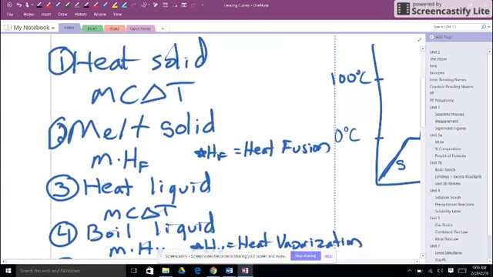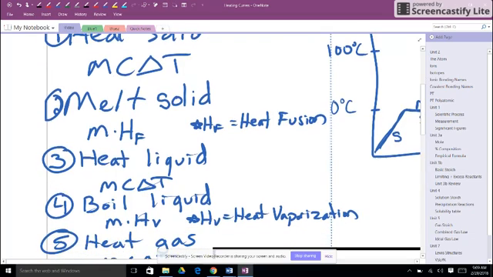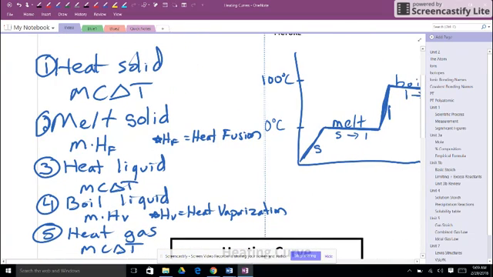Now, again, the equations we're going to use, sorry, it's a little sloppy here. When you're going to heat a solid, you're going to use MC delta T. Whenever you have a temperature change, you're going to use MC delta T. Make sure you're using the specific heat for the substance we're dealing with, remembering that ice, water, and steam or water vapor all have different specific heats.